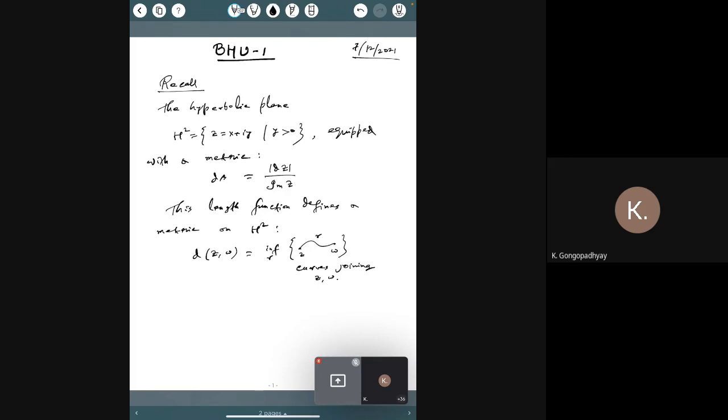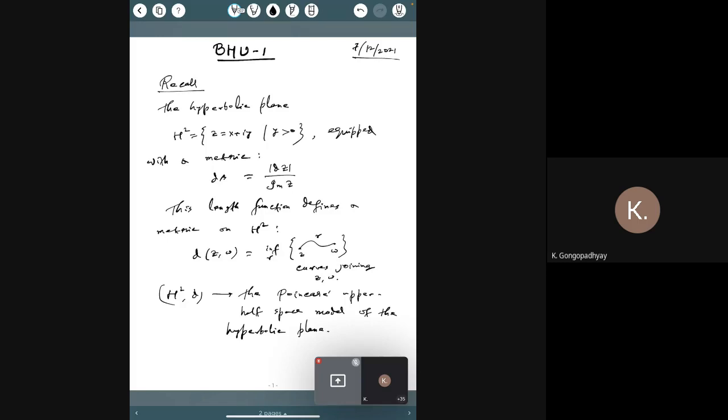All right. And this is the Poincare upper half space model of the hyperbolic plane. And this metric is nice in the sense that given any 2 points, you can always get a path that minimizes this distance, and those paths are called geodesics.